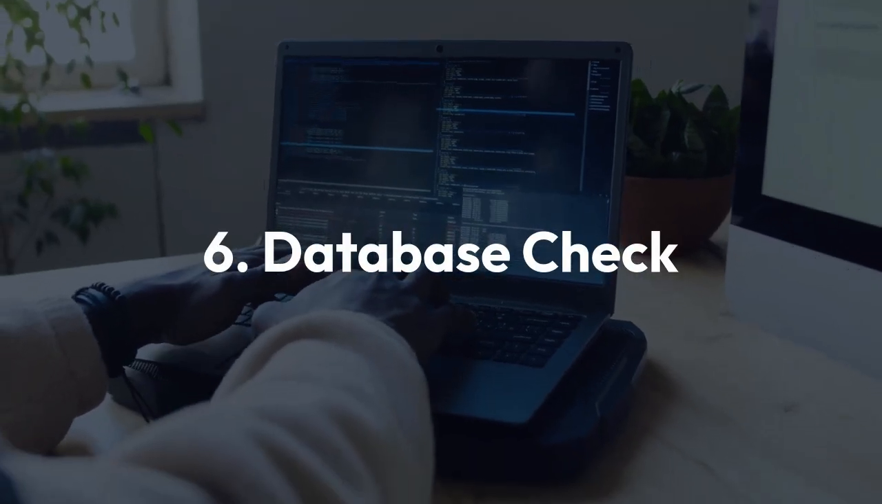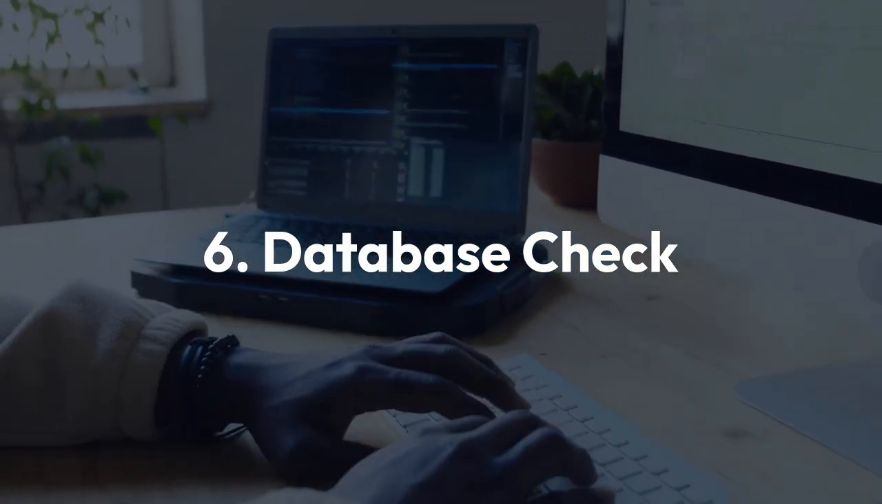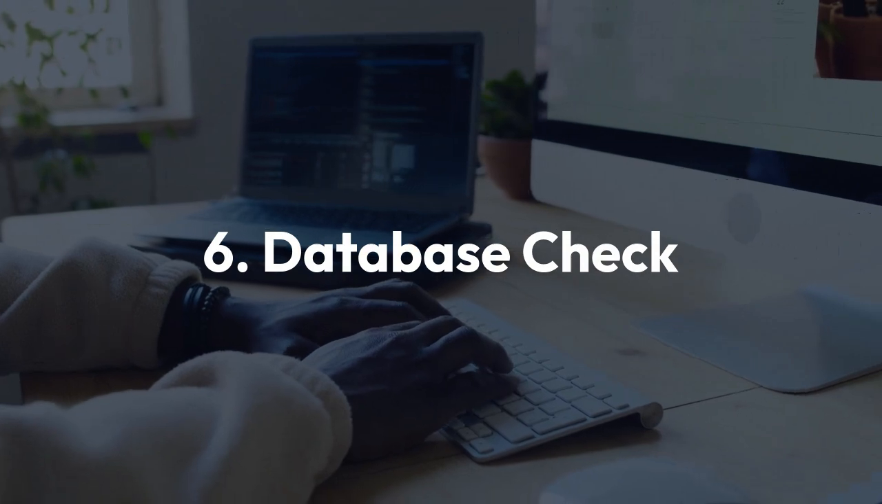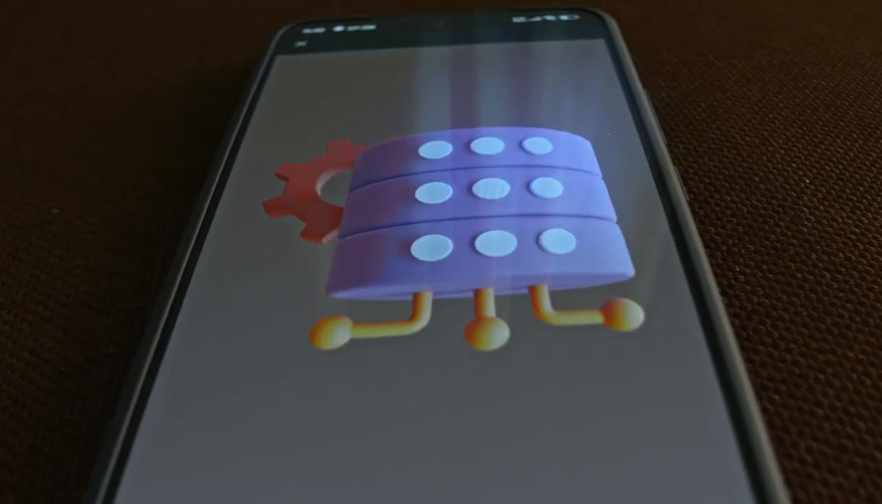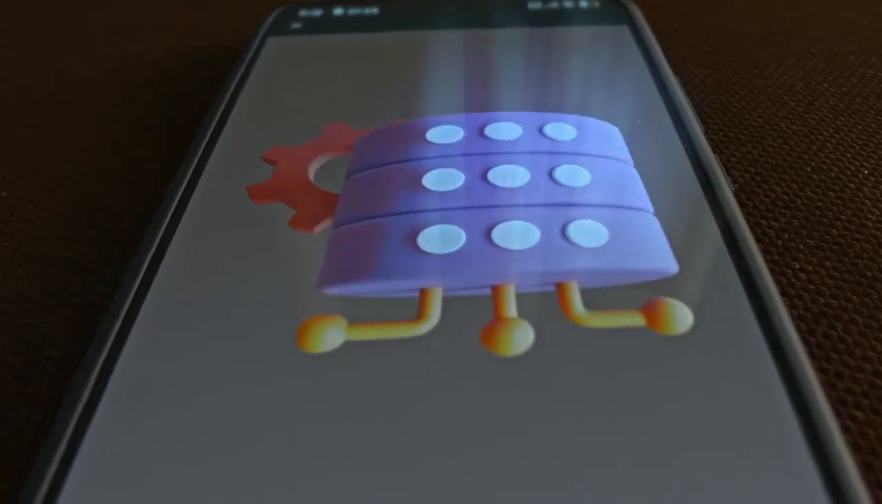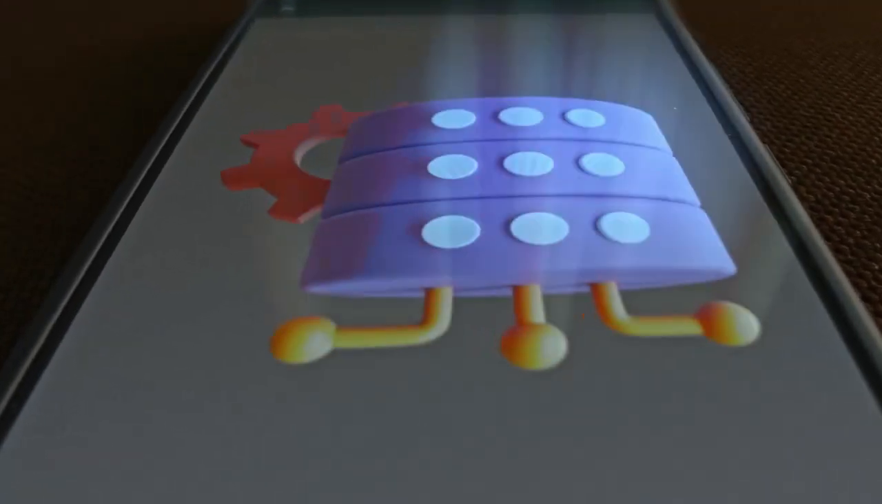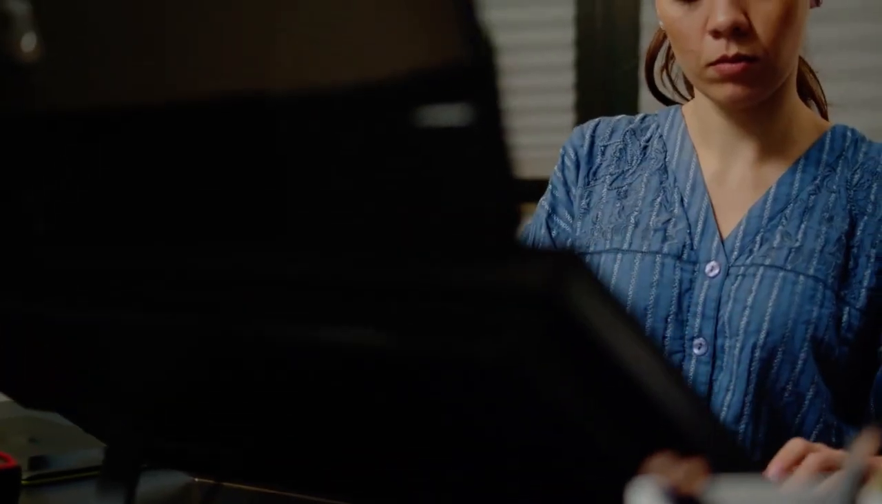Sixth, consider a database check. For experienced users, you can inspect your wp_postmeta table. Look for meta keys related to feeds or RSS and ensure they are not corrupted or missing. Always remember to back up your database before making any direct changes.